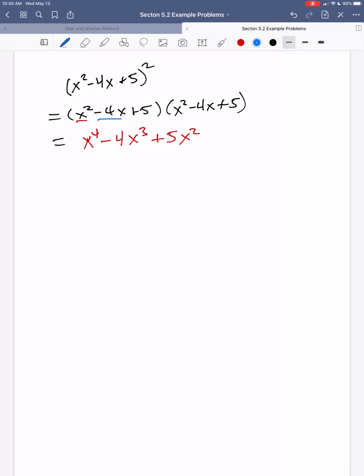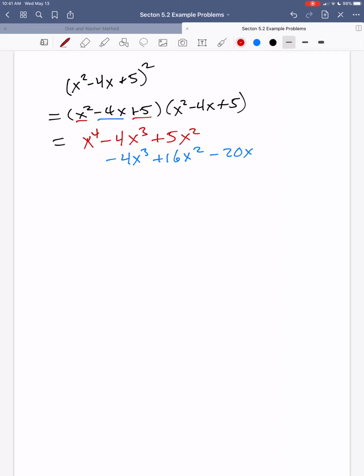Then I'm going to multiply this negative 4x times everything. So negative 4x times x squared is negative 4x cubed. Negative 4x times negative 4x is positive 16x squared. Negative 4x times positive 5 is negative 20x.